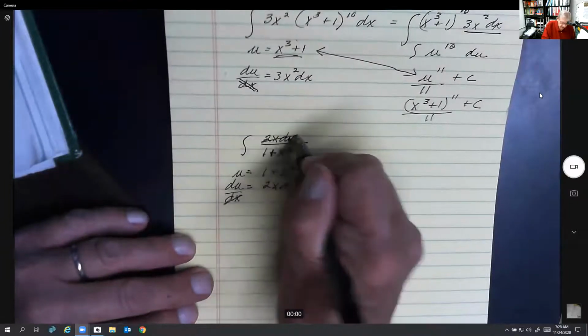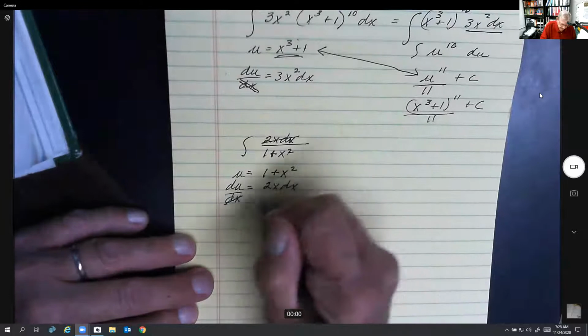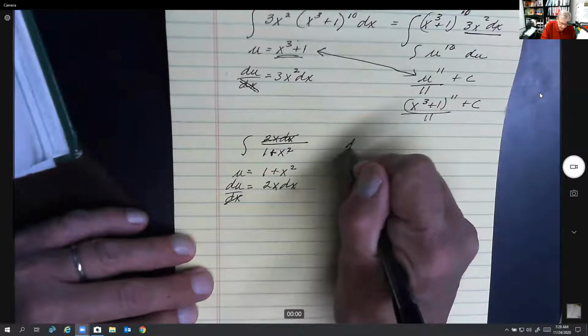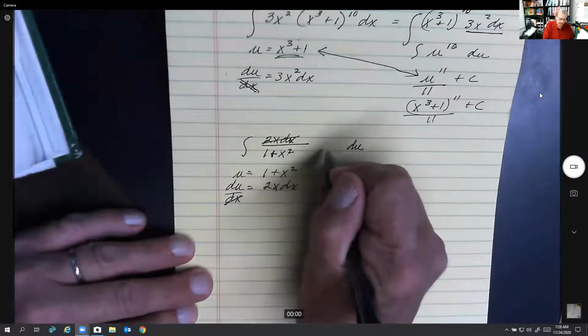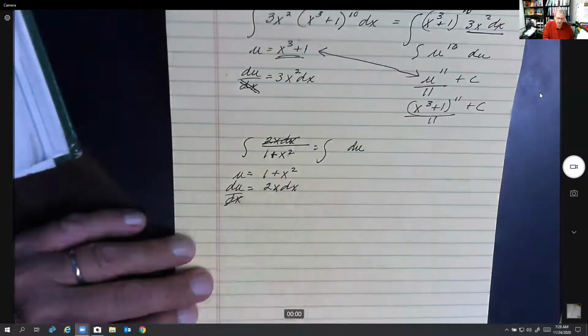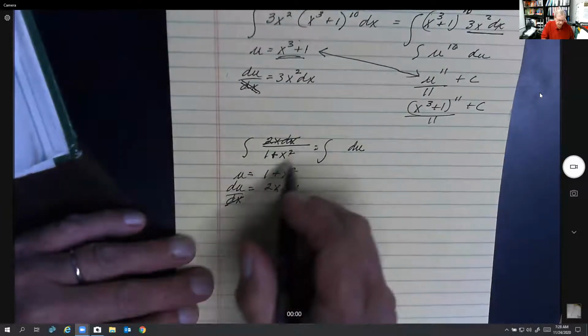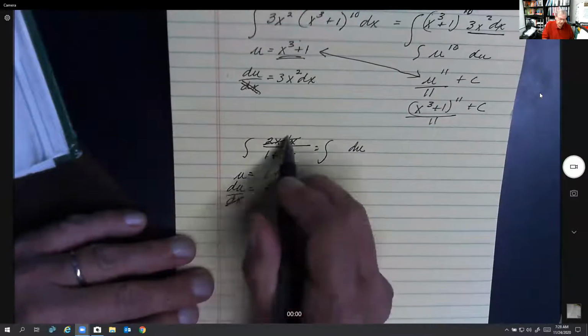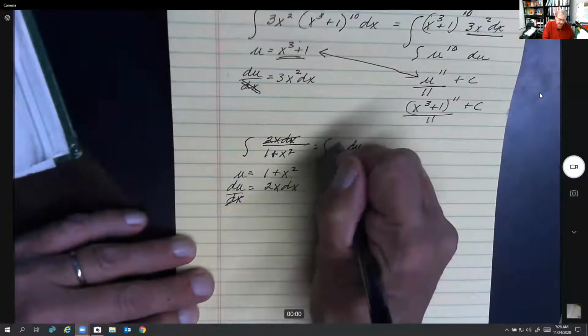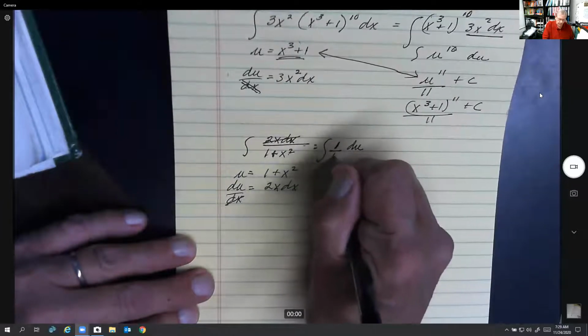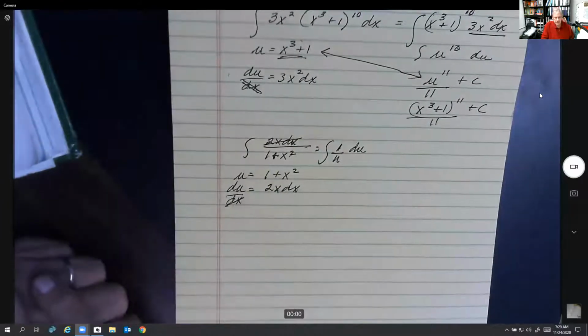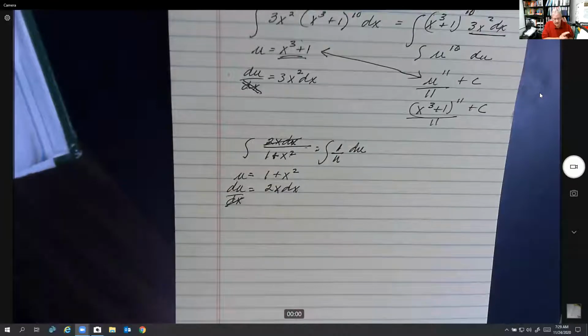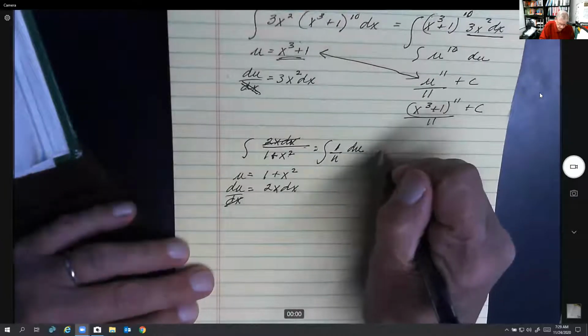In other words, we're taking that and we're going to write that as du. I'm going to write my integral there. And 1 plus x squared, I'm going to write that as u, but that's in the denominator. So I'm going to write this as kind of like 1 over u. So what is the integral of 1 over u? The integral of 1 over u is the natural log of u.